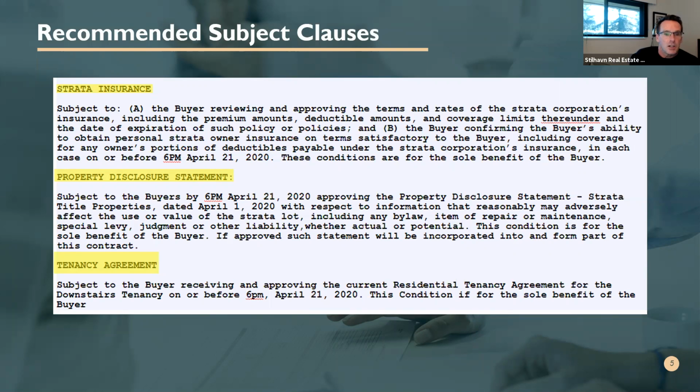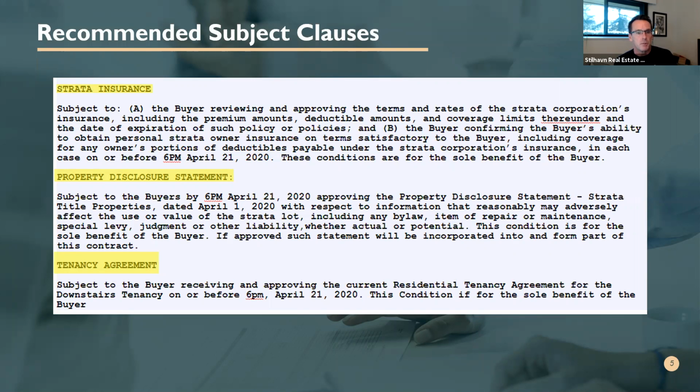The PDS clause is straight from web forms, so you can go ahead and use that one. The one thing I will say, I see a ton of people not putting the date that it was signed, and you should be able to get that from the listing agent. Fill it in later if you have to, but there should be no blanks in a contract, right? So just make sure that that's filled in later if you can't do it right away. And then of course, if approved, such statement will be incorporated into and form part of this contract.